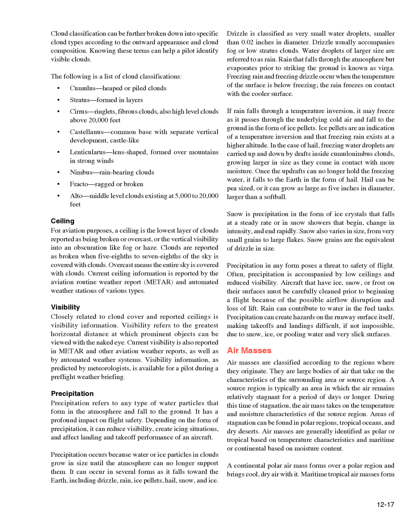Depending on the form of precipitation, it can reduce visibility, create icing situations, and affect landing and takeoff performance of an aircraft. Precipitation occurs because water or ice particles in clouds grow in size until the atmosphere can no longer support them. It can occur in several forms as it falls toward the earth, including drizzle, rain, ice pellets, hail, snow, and ice. Drizzle is classified as very small water droplets, smaller than 0.02 inches in diameter.